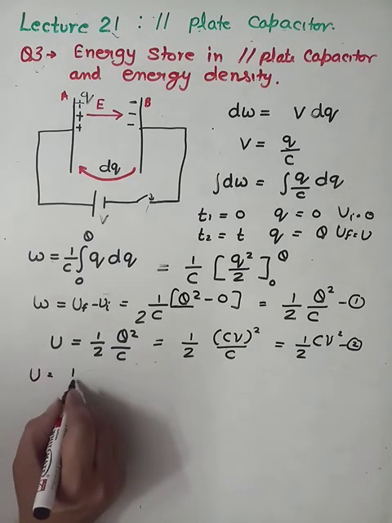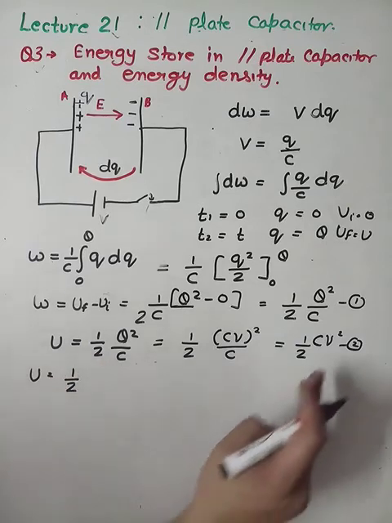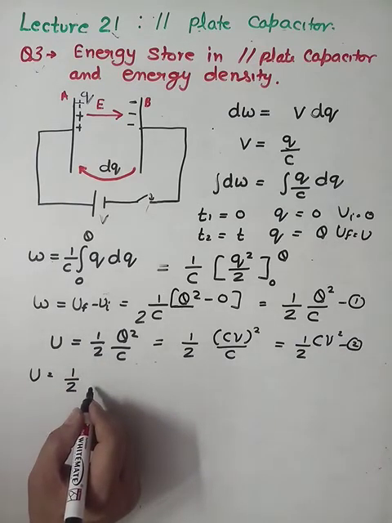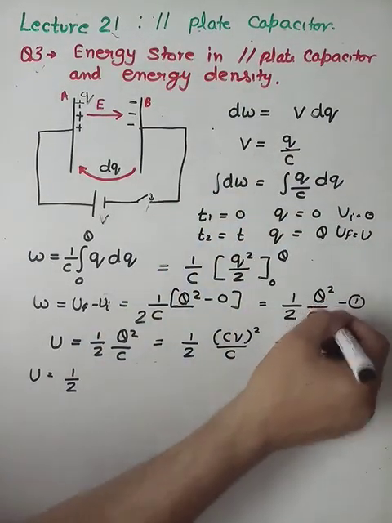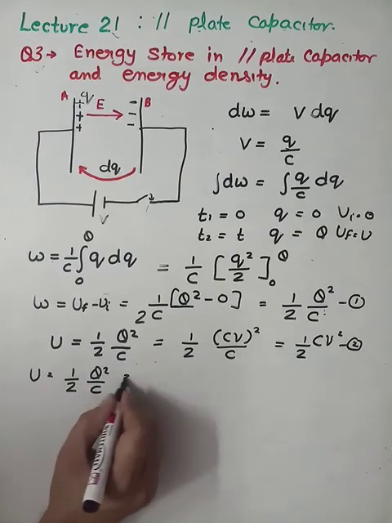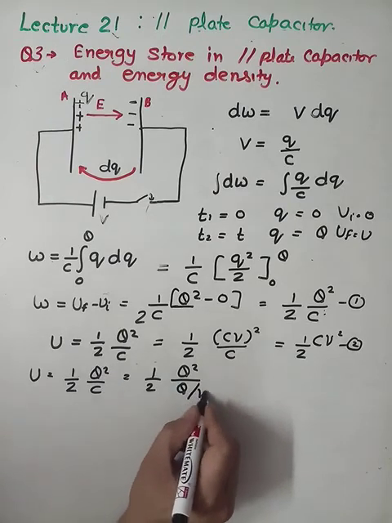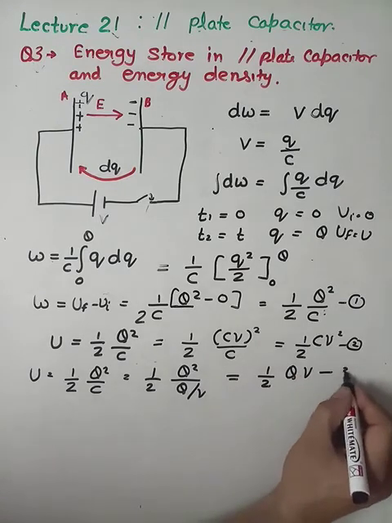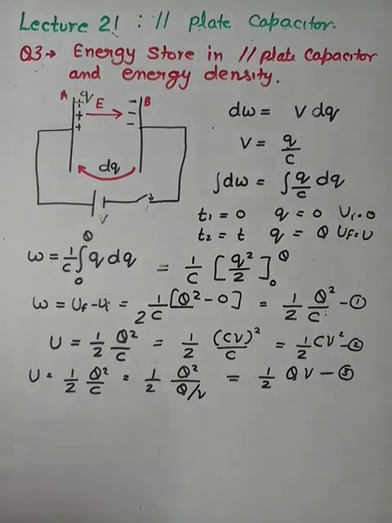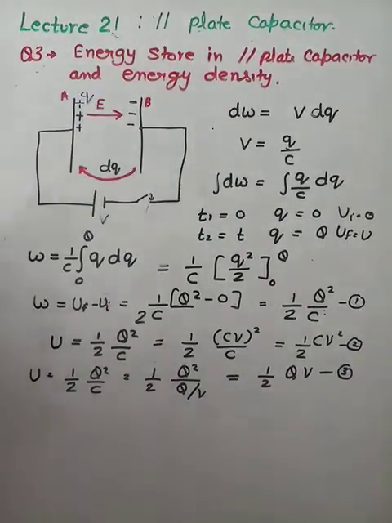In the third formula, half Q square by C, you can put Q equals CV, V equals Q by C, or C equals Q by V. Writing C as Q by V, half Q square by C becomes half QV. These are the three formulas. You can use any one of the three formulas for the energy stored in a parallel plate capacitor.